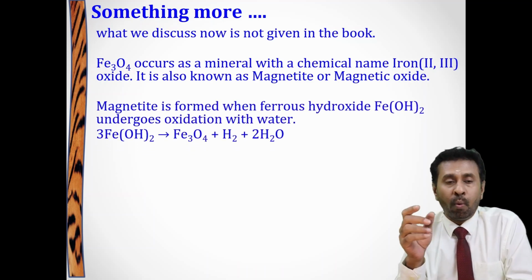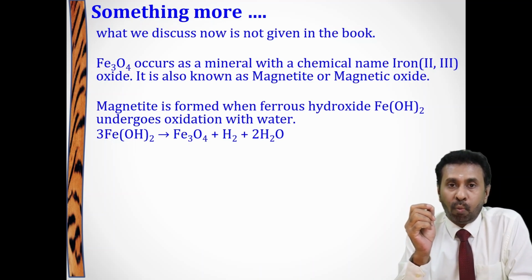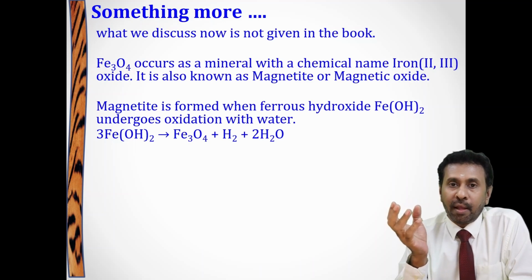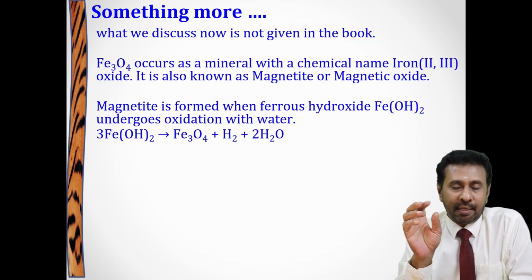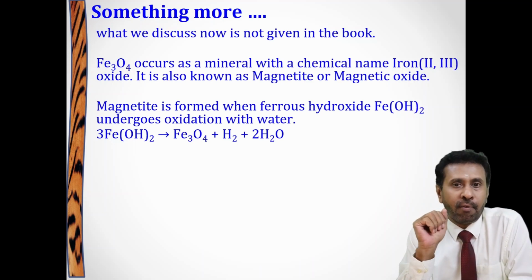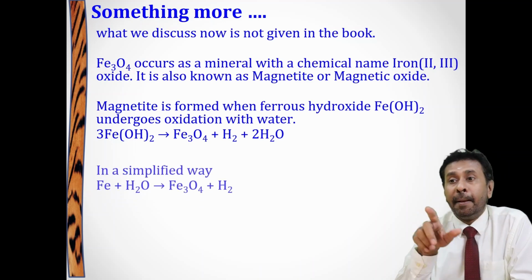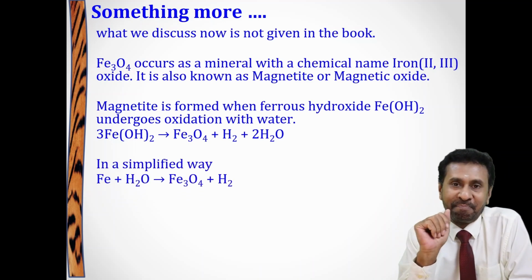Now, when iron hydroxide undergoes oxidation with water, it goes to produce magnetite, hydrogen and water. This again is not something which is there in the book, but this is just for your understanding. In the book, however, it is given in a simplified format, which is again interesting. Fe plus H2O gives Fe3O4 plus H2.